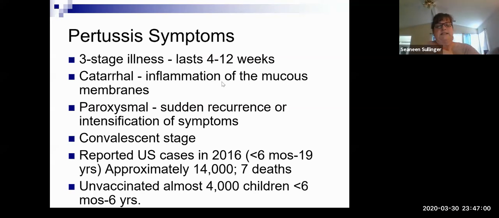So those are the latest statistics. I'm sorry, I should probably get more recent statistics, but less than 6 months to 19 years, 14,000 cases in 2016, and 7 deaths from a disease that you could have been vaccinated for. Now, it doesn't state that that's why they died. I'm not saying that. But almost 4,000 children in 2016 were not vaccinated in the less than 6 months to 6 years category.